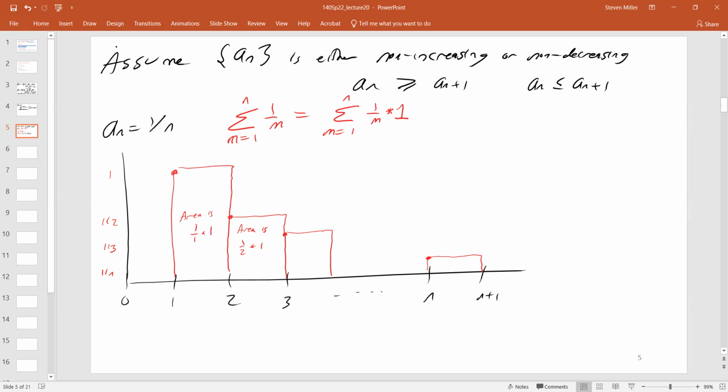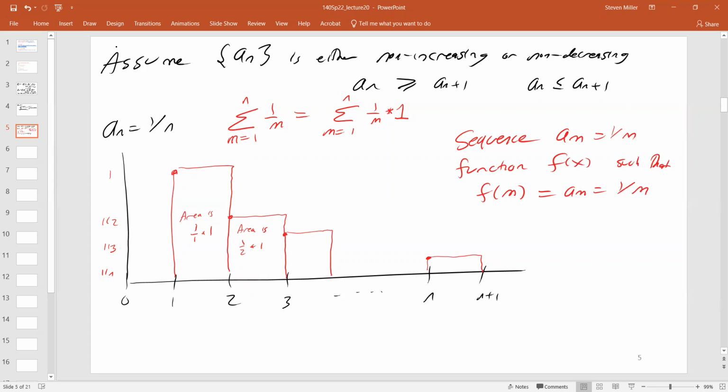So now I want to find a function that looks a lot like 1 over m. So we have our sequence a_m. I want a function f of x such that f of m equals a_m, which is 1 over m. Can you give me a function of x such that whenever you take x to be m, you get 1 over m?